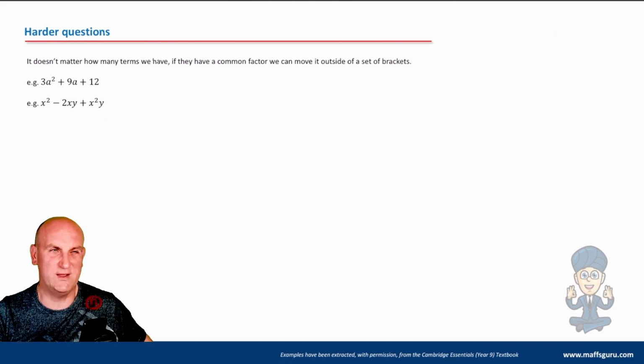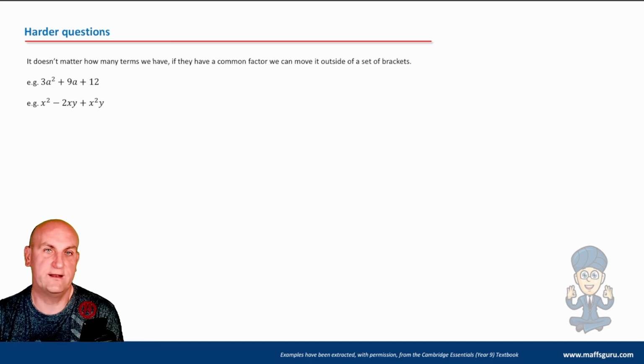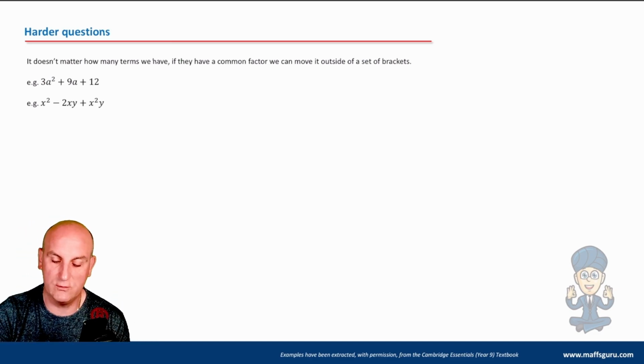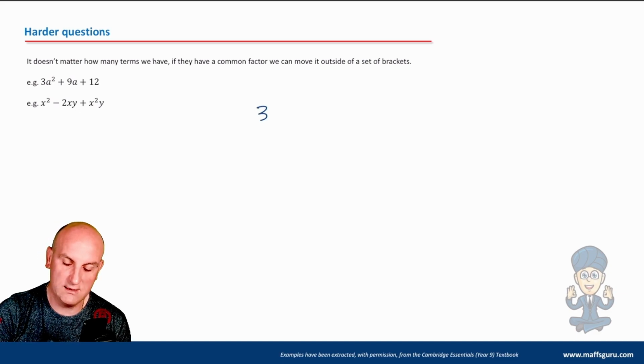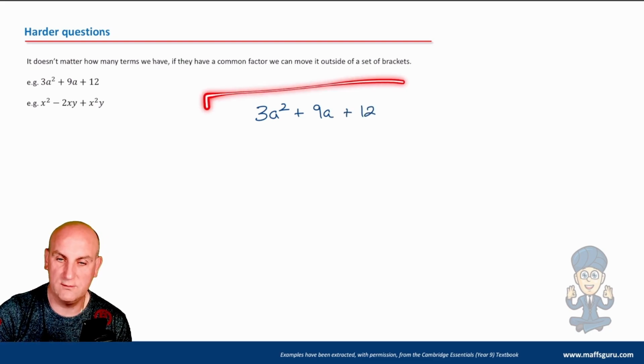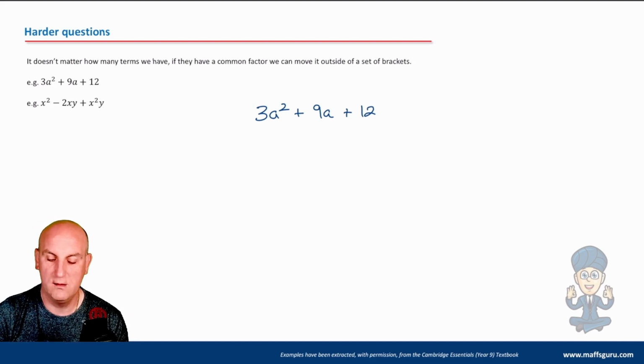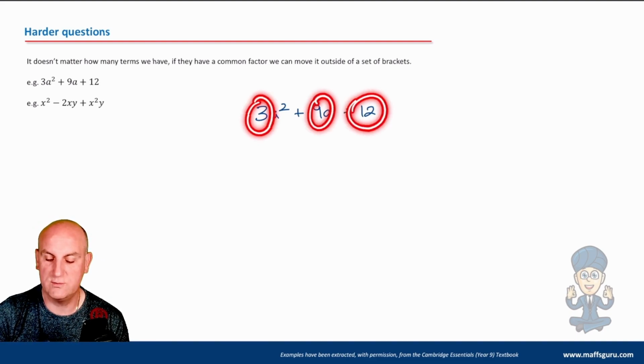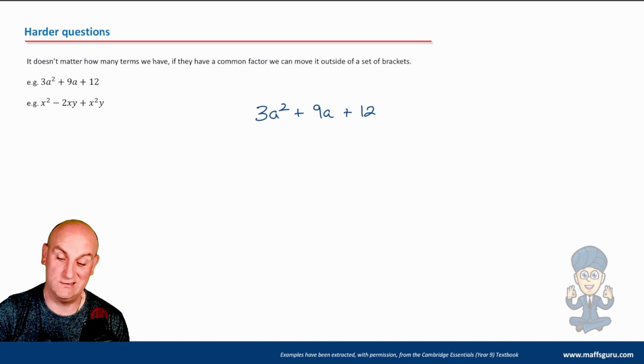What about this? Harder questions. It doesn't matter how many terms we have. If they have a common factor, we can move it outside of a set of brackets. Now, all the ones we've dealt with so far have had 2 terms, haven't they? These have got 3. 3a squared plus 9a plus 12. Now, later on in the course, we're going to deal with these type of things. But let's see what we've got. Is there any number that is common to 3, 9, or 12? Well, I think it's probably 3.